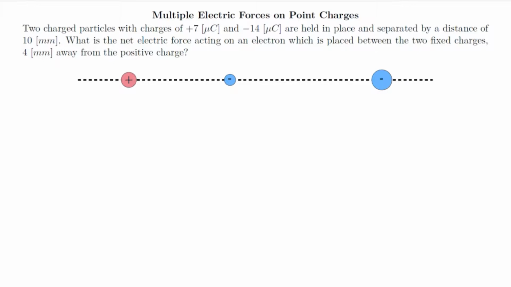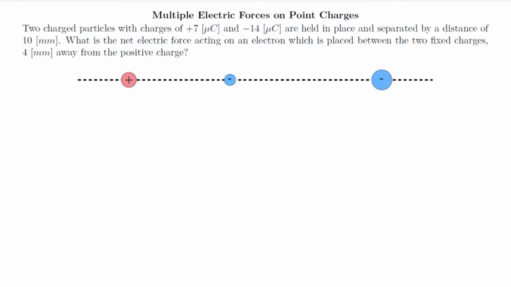You can see in the diagram that's sketched out that we have fixed charges on the ends. We have the positive 7 and the negative 14 microcoulombs. But now there's an electron in the middle, placed somewhere between the two, and we specifically say that it's 4 centimeters away from the positive charge. So it's closer to the positive charge than the negative charge, because the total distance is 10. So the remaining distance is 6.